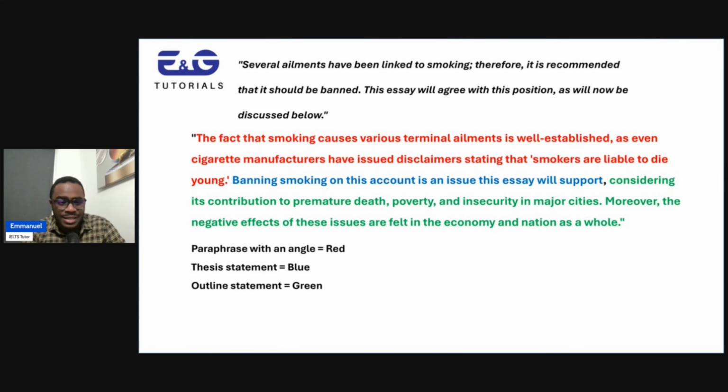So let me read this entire introduction now so that it makes a lot of sense, right? It says, the fact that smoking causes various terminal ailments is well established, as even manufacturers have issued disclaimers stating that smokers are liable to die young. Banning smoking on this account is an issue this essay will support, considering its contribution to premature death, poverty, and insecurity in major cities. Moreover, the negative effect of these issues are felt in the economy and the nation as a whole. So you see that out of just a single line, the question is just about a line, I'm able to write an introduction that has at least 5 lines.